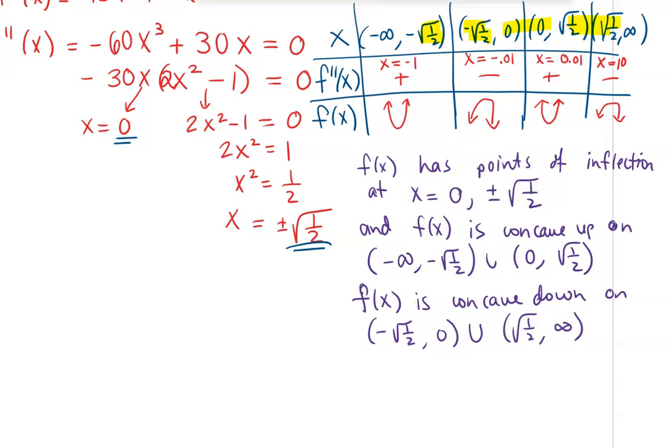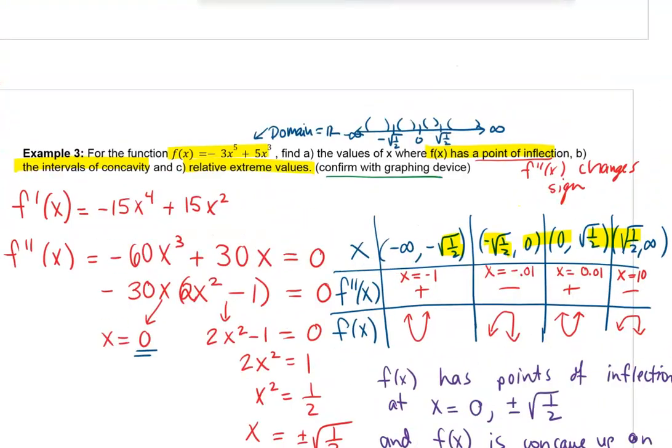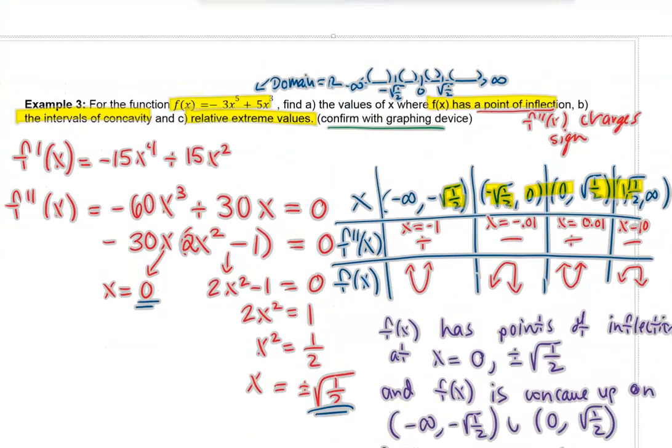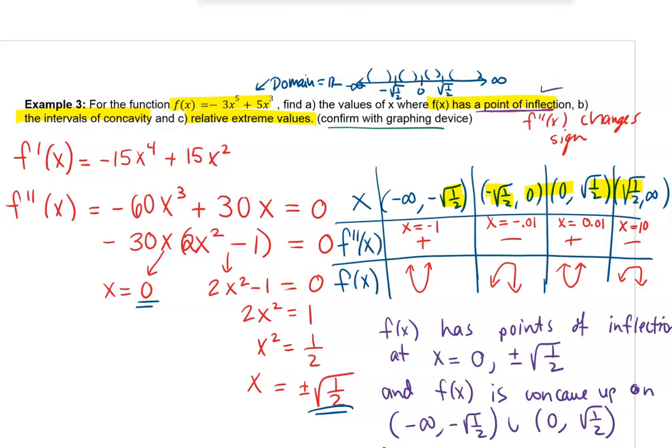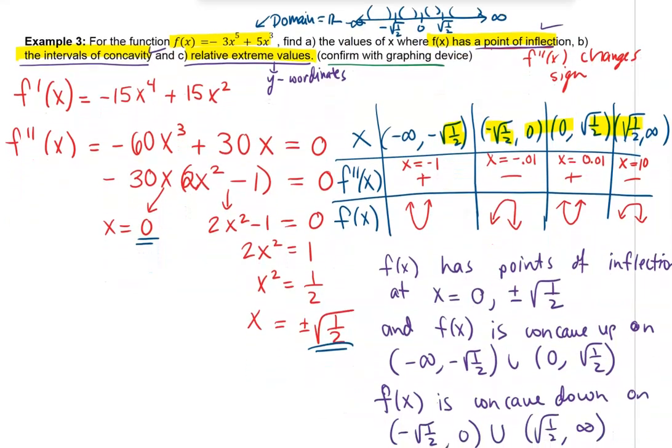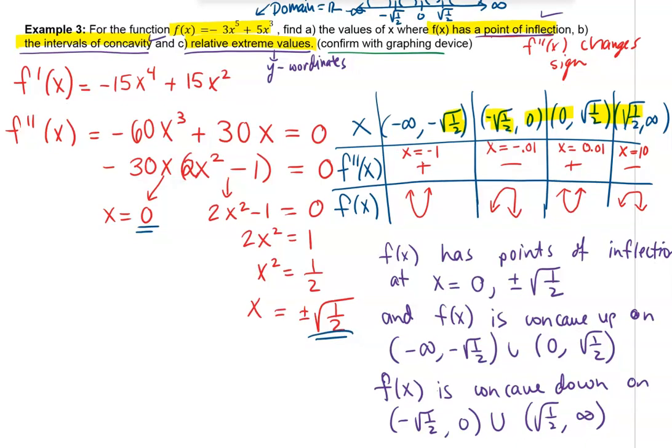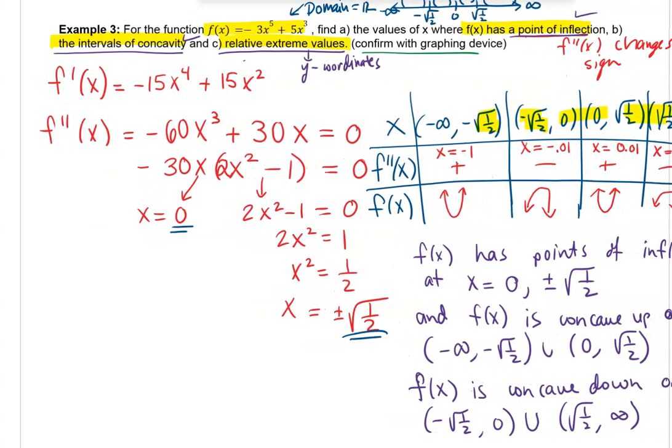So we answered the first part of this question, which was wanting us to state where f of x has points of inflection. We did that. Find intervals of concavity. We did that. Now we just have to figure out relative extreme values. So actually here when it says relative extreme values, those are the y-coordinates of our maxes and mins. So we're going to have to plug things back into this original equation for this last part. But before we do that, we have to revisit our first derivative over here, this guy. We have to find zeros of the first derivative.